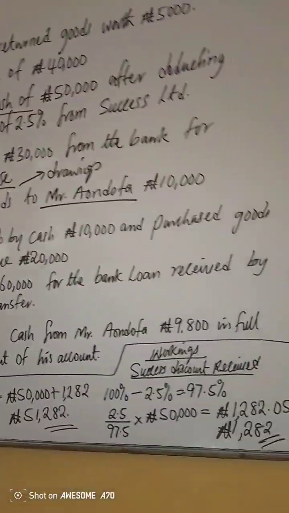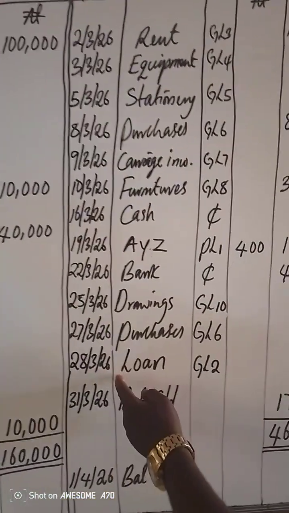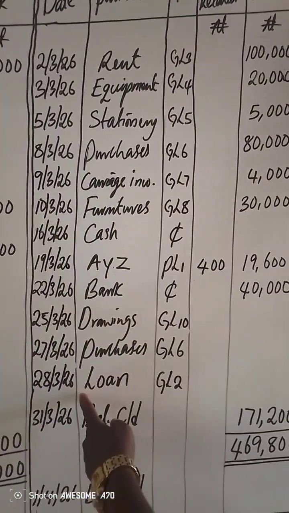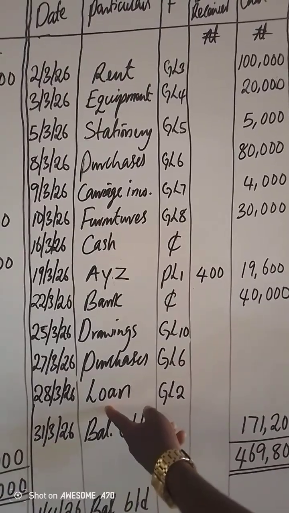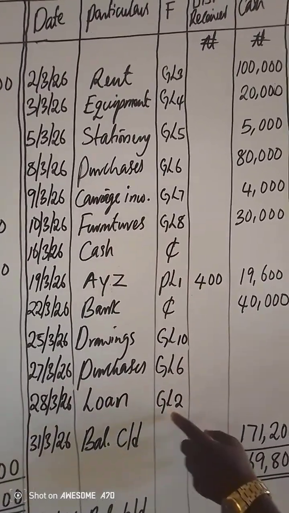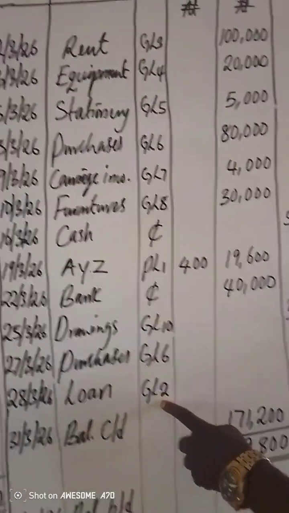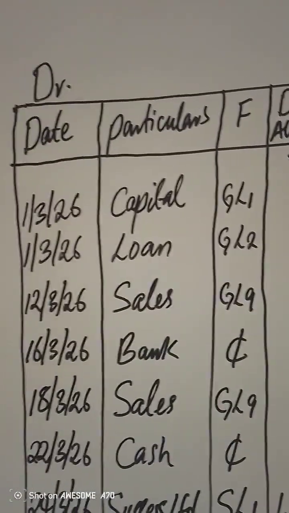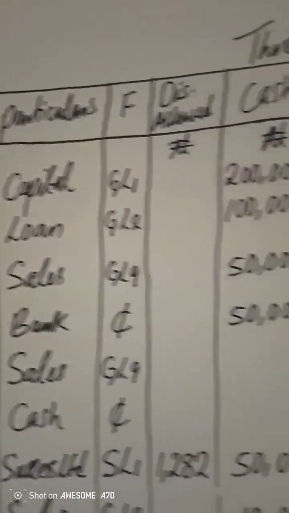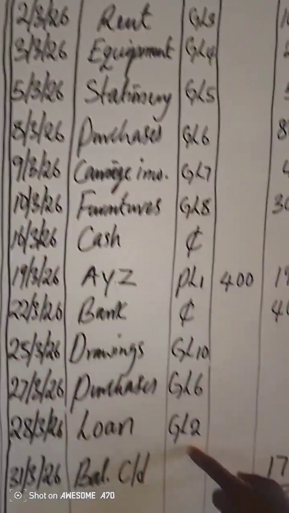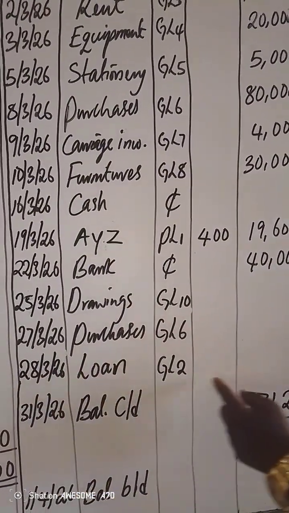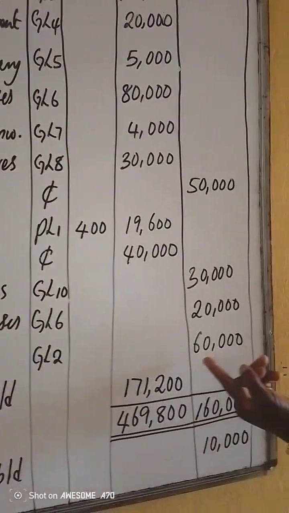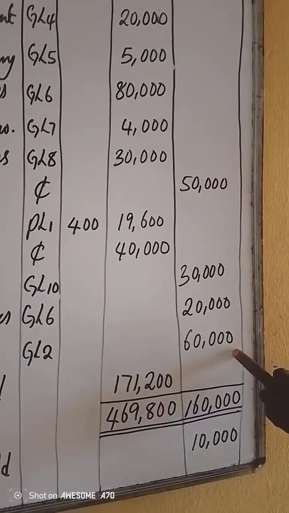They now come here on this fateful day. We now say on the 28th of March 2026, cash is given to loan, the bank loan that was taken. And this is General Ledger 2. You recall that loan from the beginning was having General Ledger 2. So General Ledger 2 will be used because the money that is paid will now go to the same loan ledger account. So this is loan, and then the amount is being paid by transfer, and this is 60,000 credited in the cash.